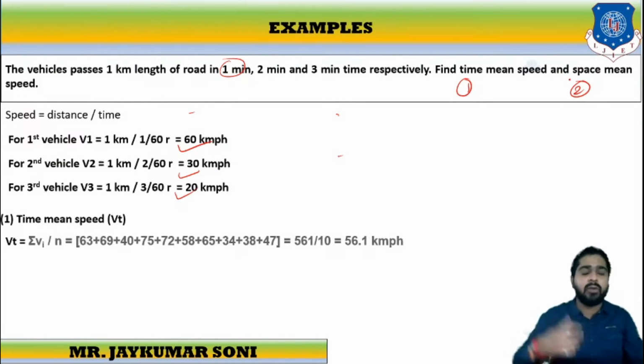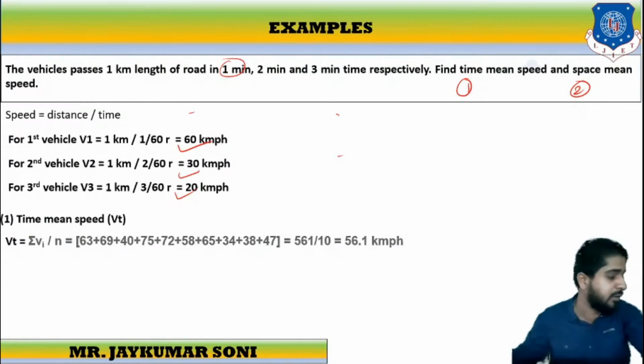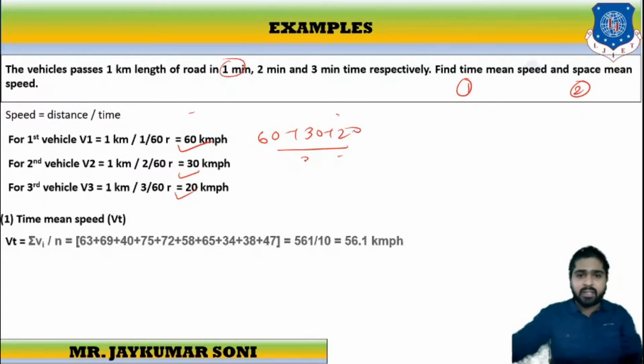So let us calculate the first part, that is the time mean speed. We have learned the equation of time mean speed, that it is the summation of speeds divided by the total number of vehicles. So what we are going to do here is take the various speeds given here: 60 plus 30 plus 20. We have three speeds and we have three intervals. So the time mean speed over here will be 36.7 kmph.